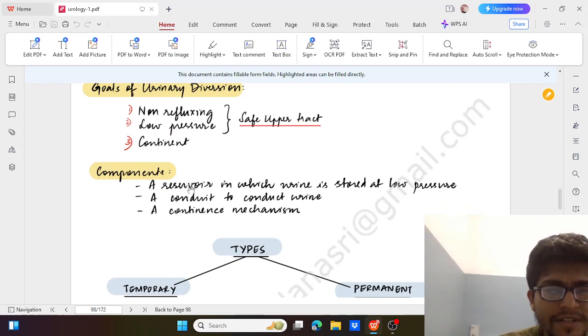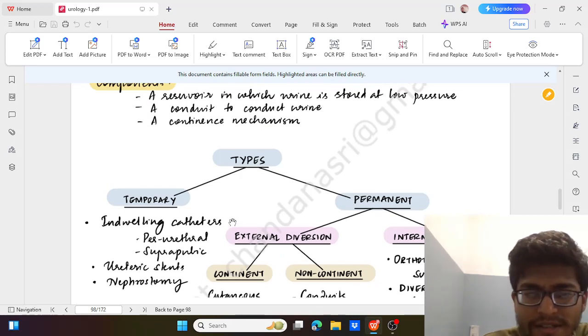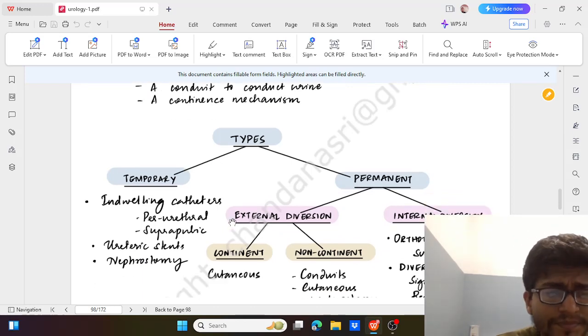Then, what are the components? We have to create a reservoir in which urine is stored at low pressure so that the upper tract is safe, and then a conduit to conduct the urine. Then we should have a channel so that urine is conducted to it, and lastly a continence mechanism so that it does not become awkward for the patient. Incontinence does not create a problem.